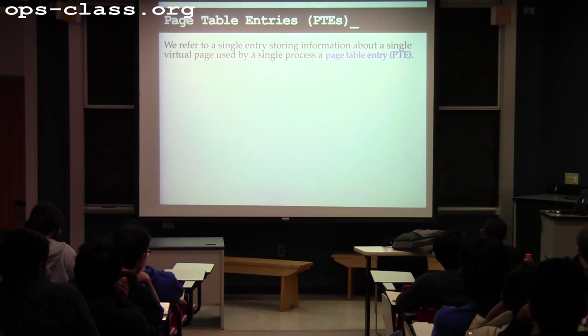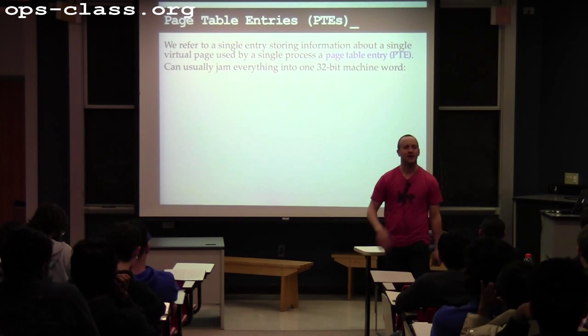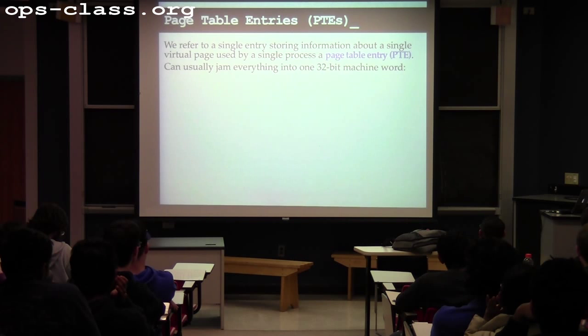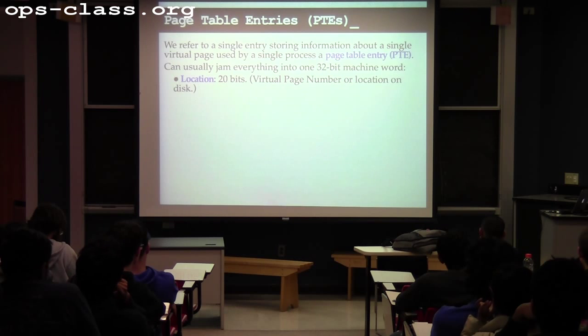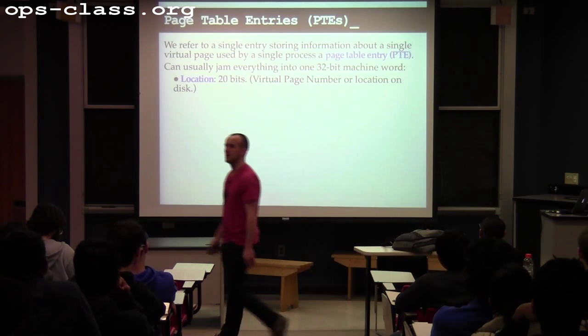Page table entries are one case where it can be a little bit fun to do some clever engineering, because what we want to do is cram as much information into these structures as we can. And normally we can do this into a 32-bit machine word, which is great. If I go to 33 bits, I've got a problem. Now I've got to allocate 64 bits. 31 bits, I've got a bit left over I could do something useful with. So ideally, I try to use 32. I need 20 bits for the location. Does everyone remember why this is? Why do I need 20 bits to determine the location of the page?